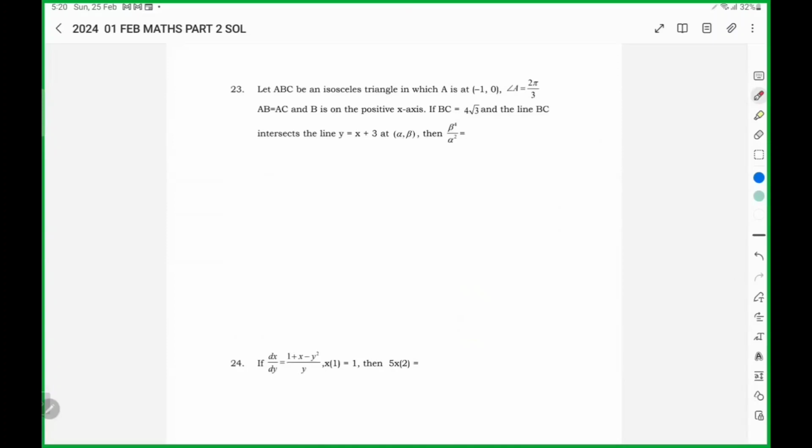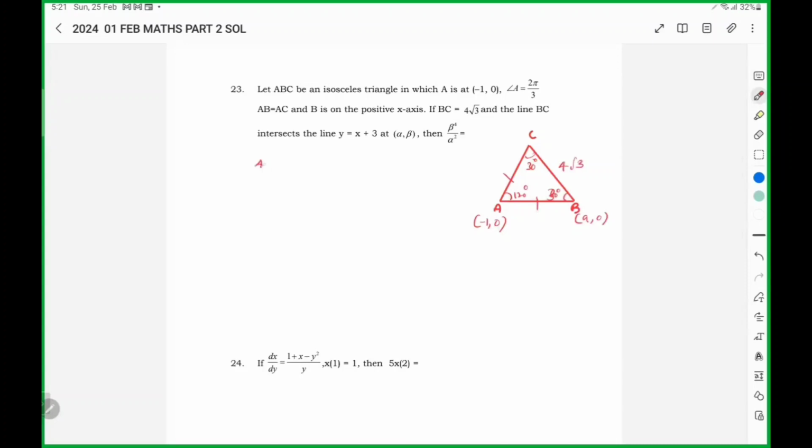Here, ABC being an isosceles triangle. A is (-1, 0). AB and AC are equal. So this is A, this is B. Here you have C. B is on the positive x-axis. He told we don't know the A value, but AB and AC are equal. Angle A is 120 degrees. The remaining angles are 60 in total, 30 each, since sides are equal. And BC, he has given as 4√3.